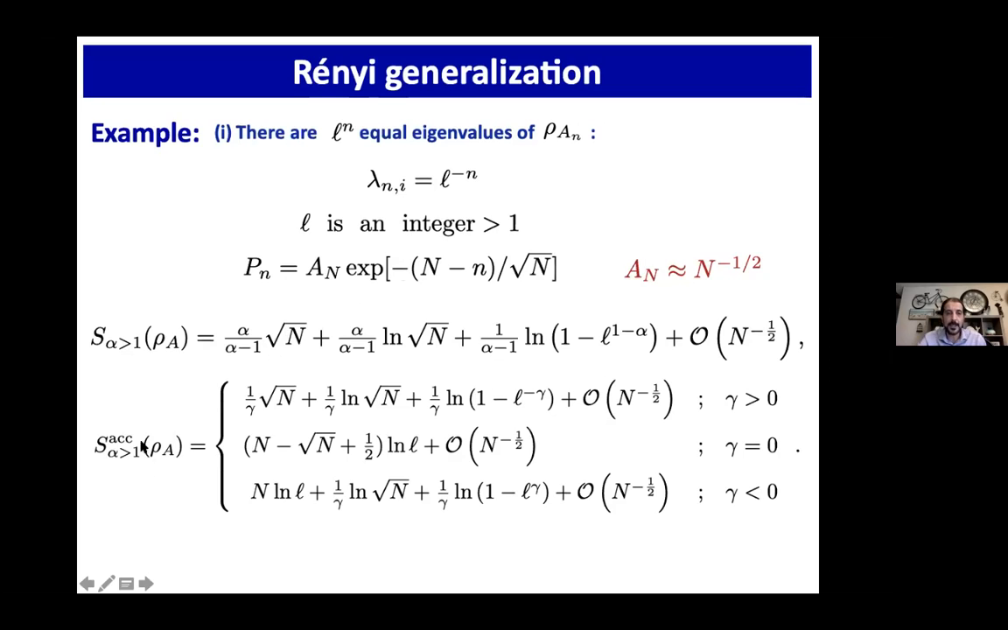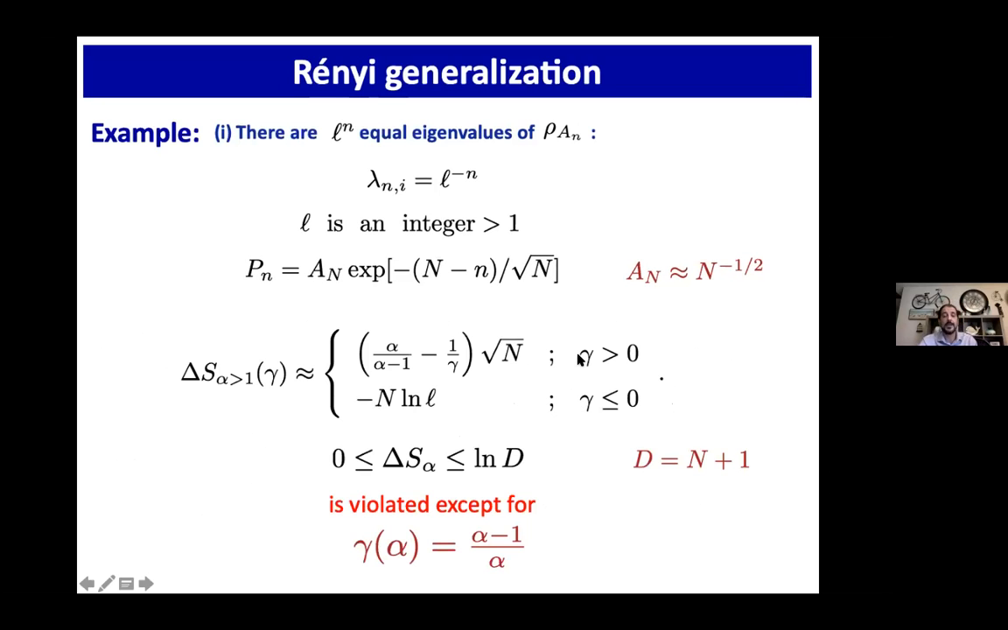While for the accessible entanglement, in general we can consider different cases where gamma is positive or negative or equal to 0, and we have these different scalings. And we see that the accessible entanglement has a scaling with n, and the corresponding Rényi scales with the square root of n. So obviously, eventually this will be larger than S alpha. So let's focus on the difference between the two to simplify how this looks.